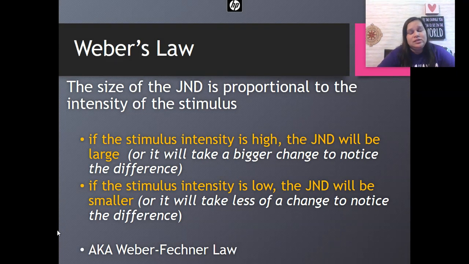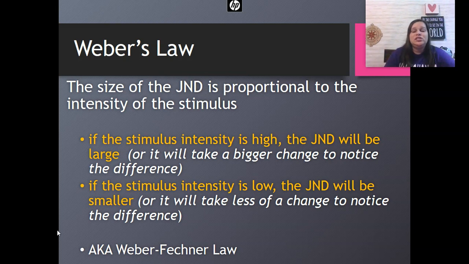Weber's law, and I think it actually has another German pronunciation, Weber, but I'm too used to saying Weber's, says that the just noticeable difference is proportional to the intensity of the stimulus, the initial stimulus. So if the initial stimulus is high, the just noticeable difference will also be large, meaning if the initial stimulus is really loud, then we would need an even louder sound to notice that there's a difference.